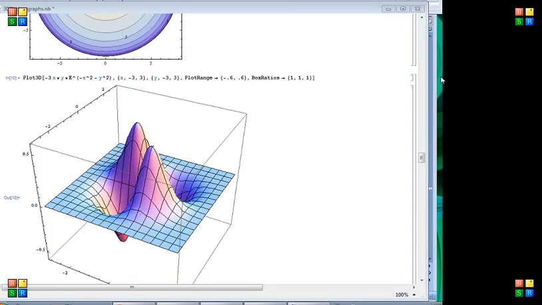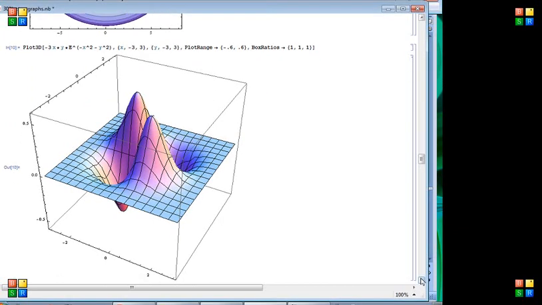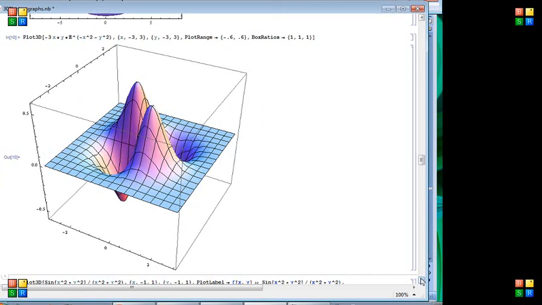So here I'm using Mathematica, and I generated this picture. And so now that I've got the picture live in the software, now we can play with it.